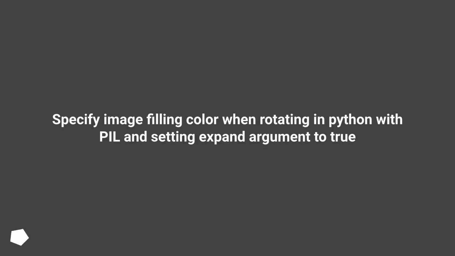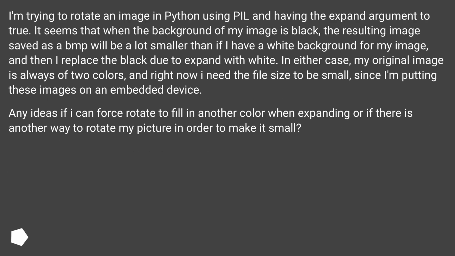Specify image filling color when rotating in Python with PIL and setting the expand argument to true. I'm trying to rotate an image in Python using PIL and having the expand argument set to true.